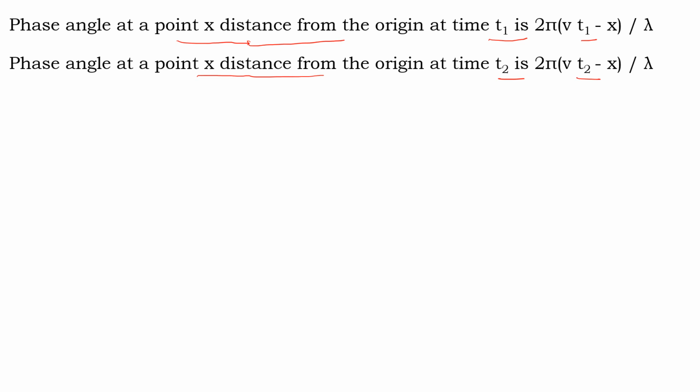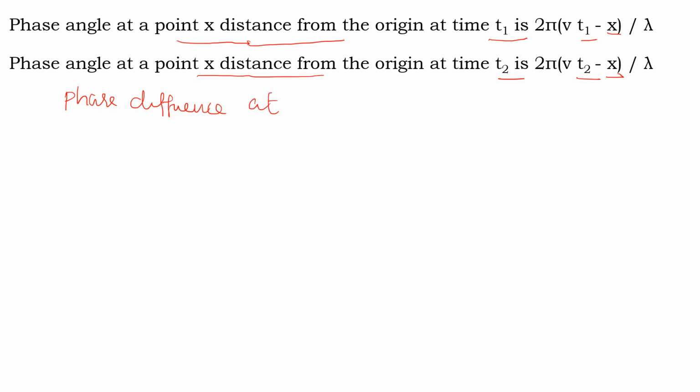That is, the phase angle at a point x distance from the origin at a time t1 is 2 pi by lambda into vt1 minus x. The phase angle at a point x distance from the origin at a time t2 is 2 pi by lambda into v t2 minus x. Both are at the same point but at different times. Therefore, we can consider the phase difference between the points.